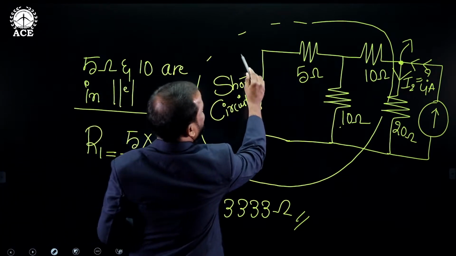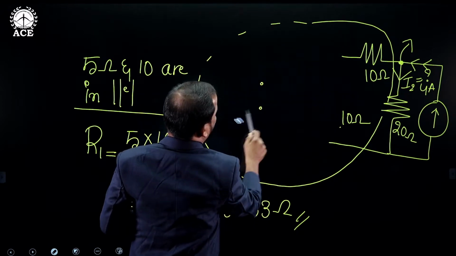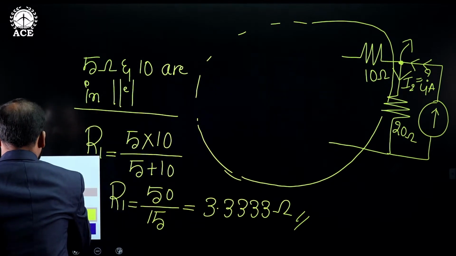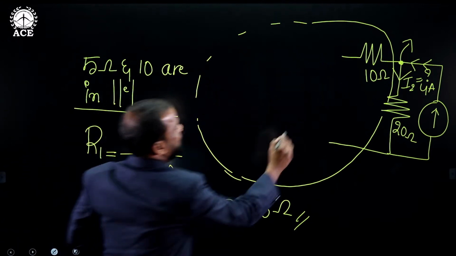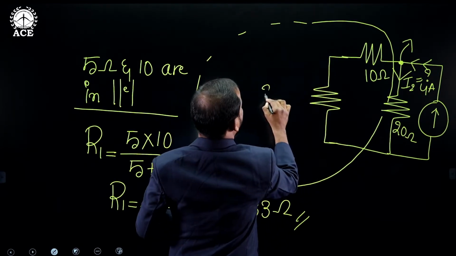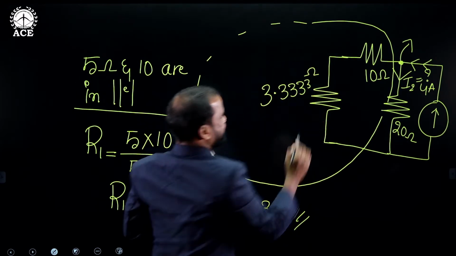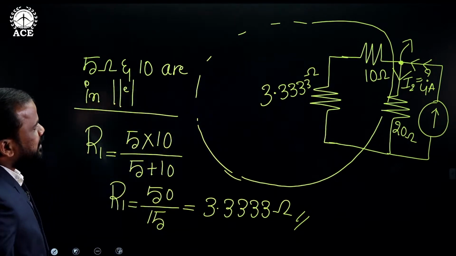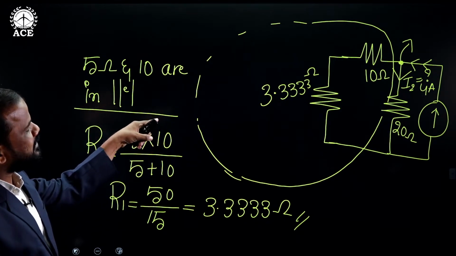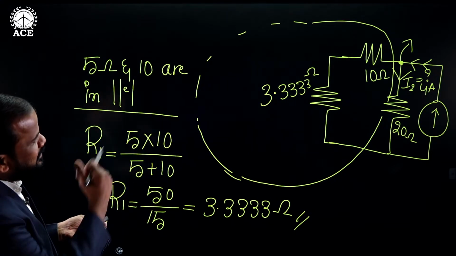Okay, just see here. I'm removing this complete combination. Now I am replacing it by 3.3333 ohms. After replacing, 3.3333 ohms instead of the parallel combination of 5 and 10, that particular resultant is connected in series with the 10. So again we need to find the resultant of that.